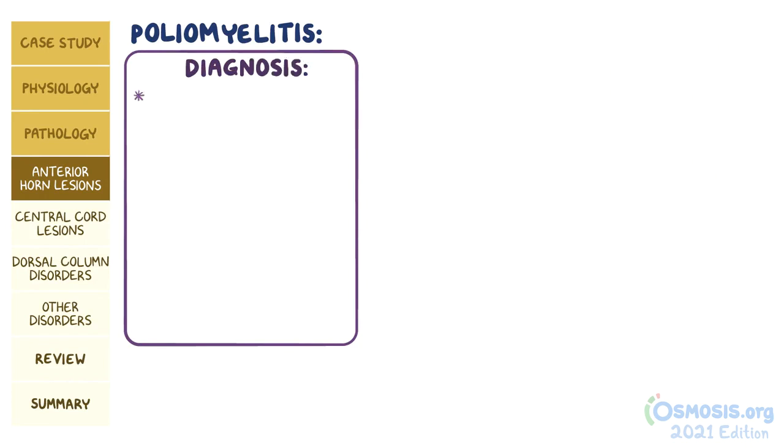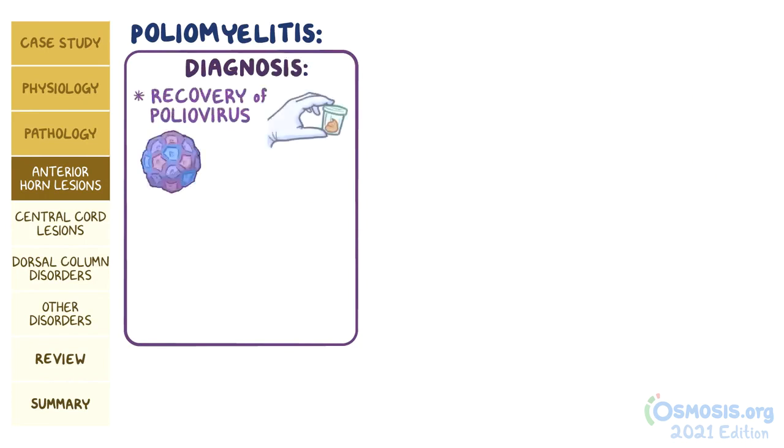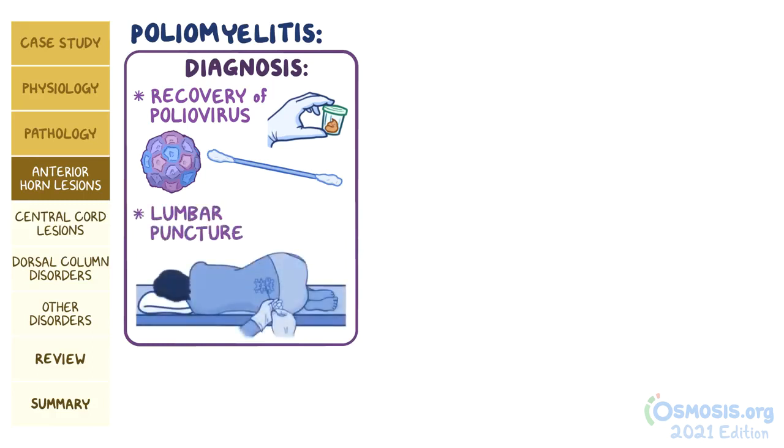Diagnosis of polio is based on the recovery of poliovirus from a stool sample or a throat swab. A lumbar puncture can also be done, where cerebrospinal fluid might have an increased number of white blood cells or poliovirus RNA.